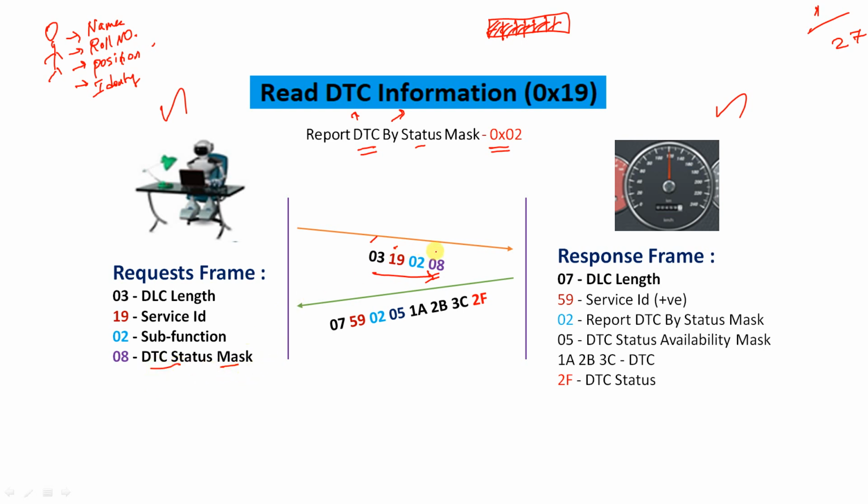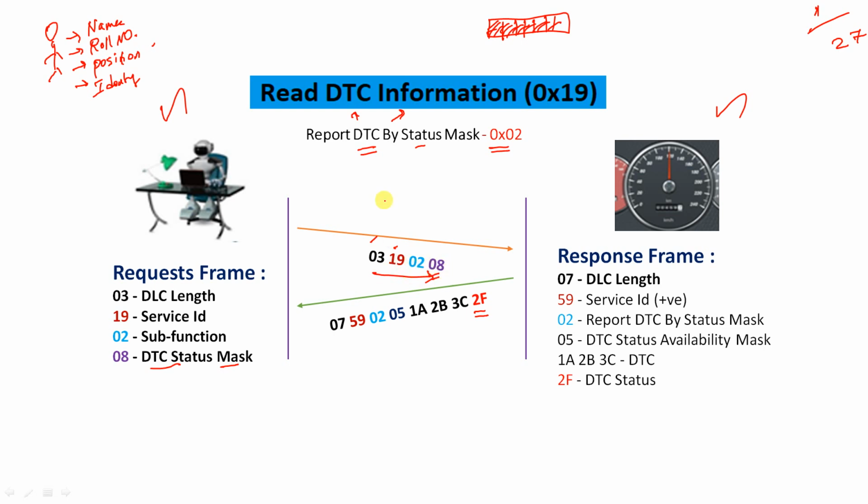This particular byte is actually masking the DTC status. So 2F is there, right? This is the DTC status. To retrieve this DTC status, we are using this 08. Again, this is customer specific or supplier specific. All right, so I have given this as an example.